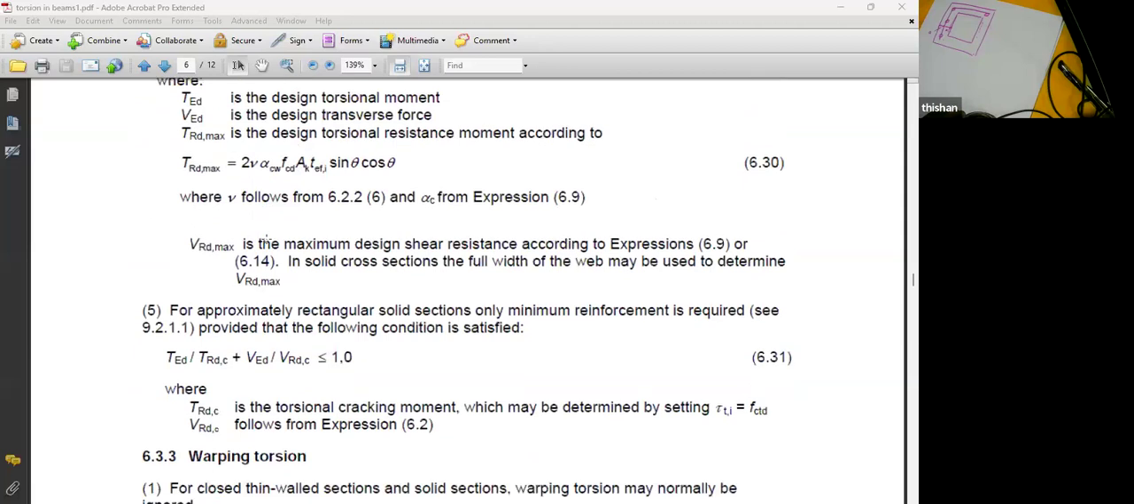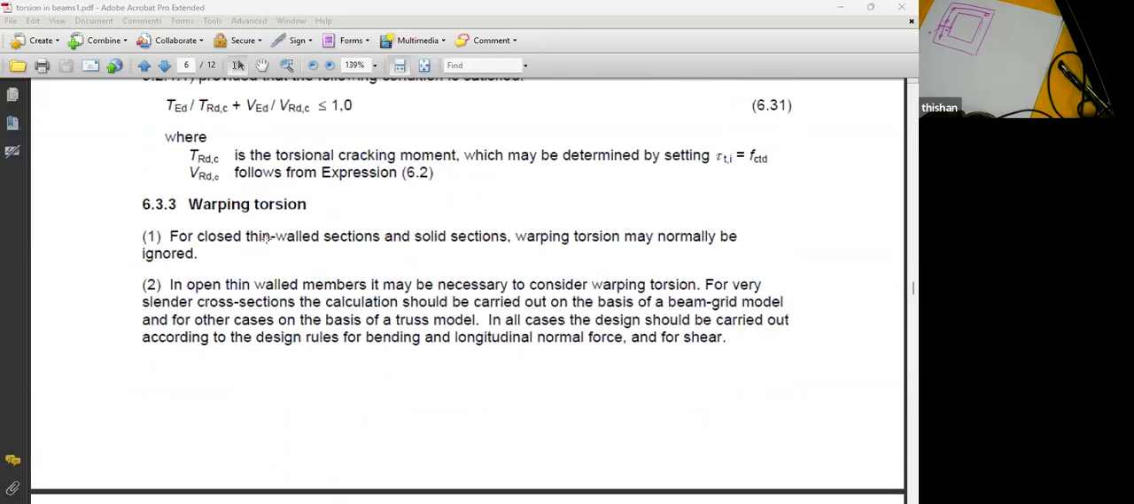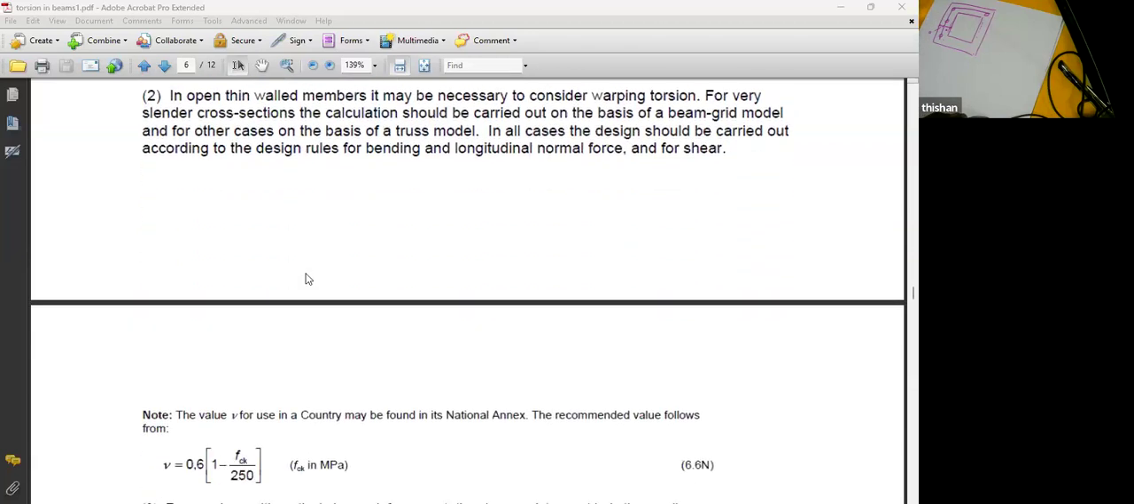So that's how it goes. And then in the case of open sections, there's something called warping torsion, but these days we can easily take precautions against it. So I will not worry too much about it, because for closed thin-walled sections and solid sections, warping torsion may normally be ignored. For rectangular sections, solid square sections, and also hollow sections, you can ignore it. So you don't have to worry, as long as they are closed.